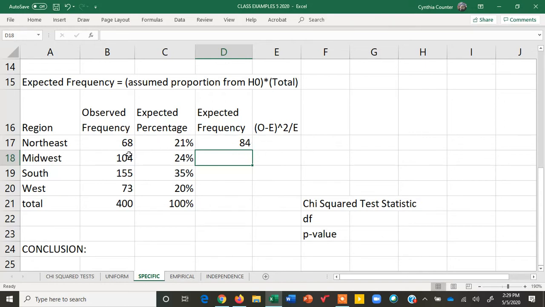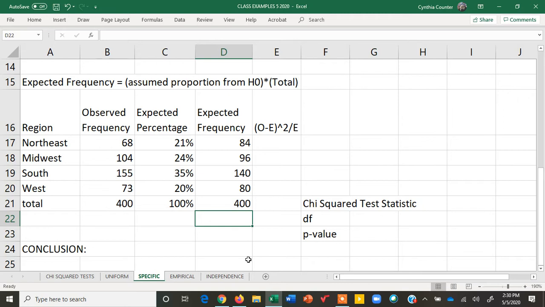The observed was 68. It's hard to say if that difference is statistically significant or not. And then we need to see the others as well. Lots of times what I think is significant is not. Sometimes what I think is not significant is. You really need to crunch the numbers. Of course, a lot of it depends on the sample size here. But let's copy this formula down. 96 compared to 104. That's a lot closer than 68 and 84. 155, 140, 73, 80. Just to make sure we have everything right, we should get a sum of 400, and we do.